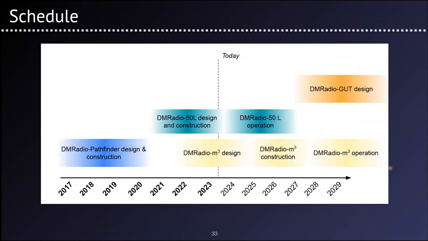And so the schedule looking forward looks something like this. Today, here we are around 2023. So we're right in the middle of 50 liter design and construction. We're anticipating having the construction moving and then data taking coming online at some point in 2024. And at the moment, we're in the middle of the design phase for meter cubed. So it's a very exciting time, and we're really looking forward to future data taking operations and construction and design of larger scale experiments.